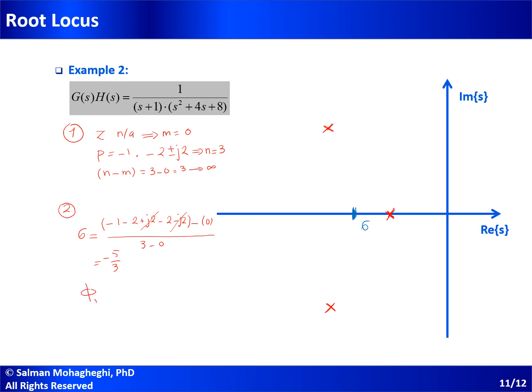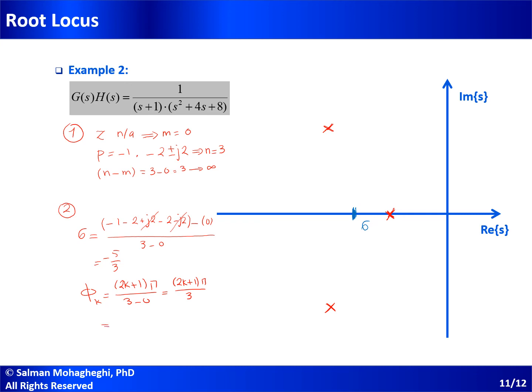Then I have to identify the angles. The angles for these asymptotes are going to be (2k plus 1) times pi divided by 3 minus 0, which is (2k plus 1) times pi divided by 3. Notice I'm not taking any shortcuts when I have an n minus m in the denominator. Despite the fact that I know m is 0, I still write everything out, because it's very possible that you may make mistakes here.